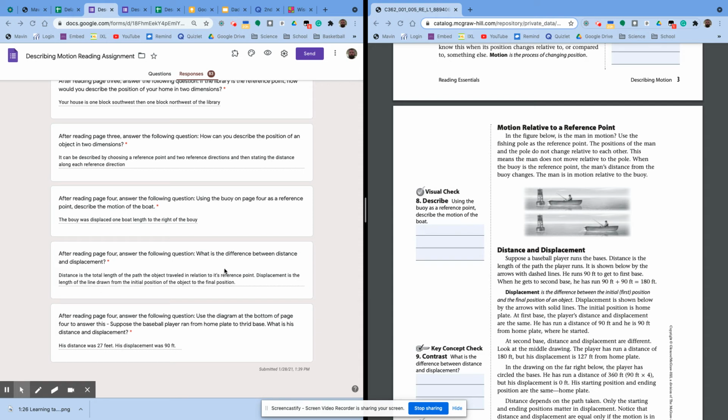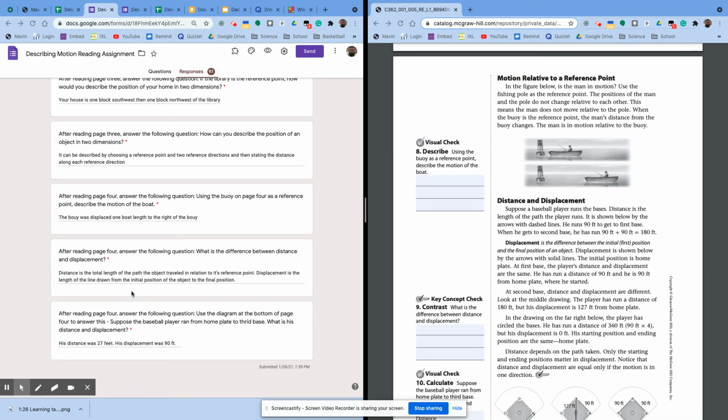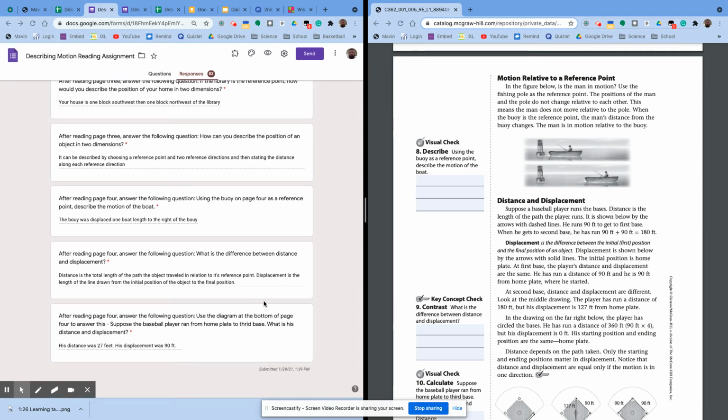This one right here, what is the difference between distance and displacement? We're just talking about those 2 definitions. I'm not going to read those. You guys know you can find those in your text pretty easy there. And then the last one, suppose the baseball player ran from home plate to third. What is its distance and displacement?